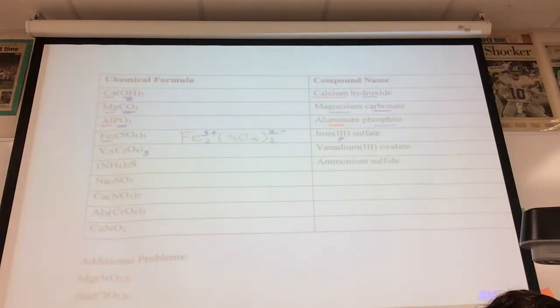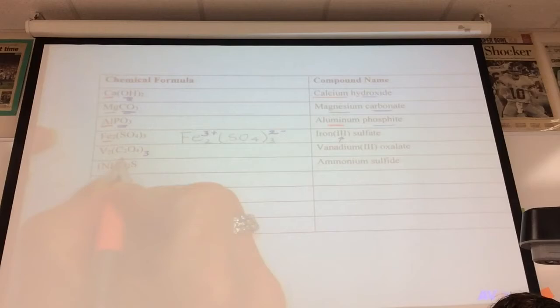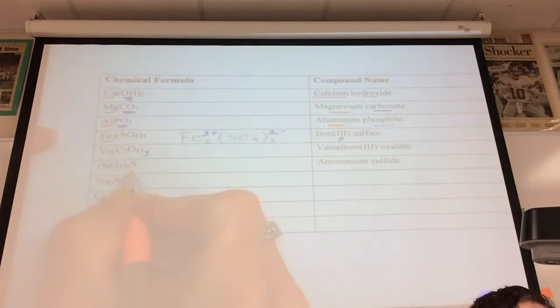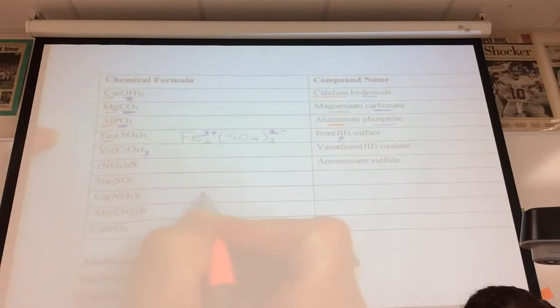What's the charge on an oxalate ion? And be careful here. C2O4. What's the charge on oxalate ion?